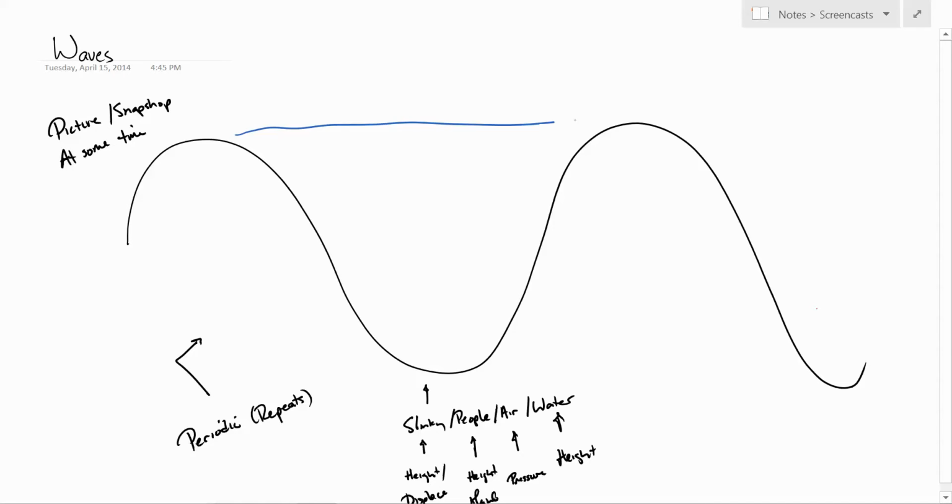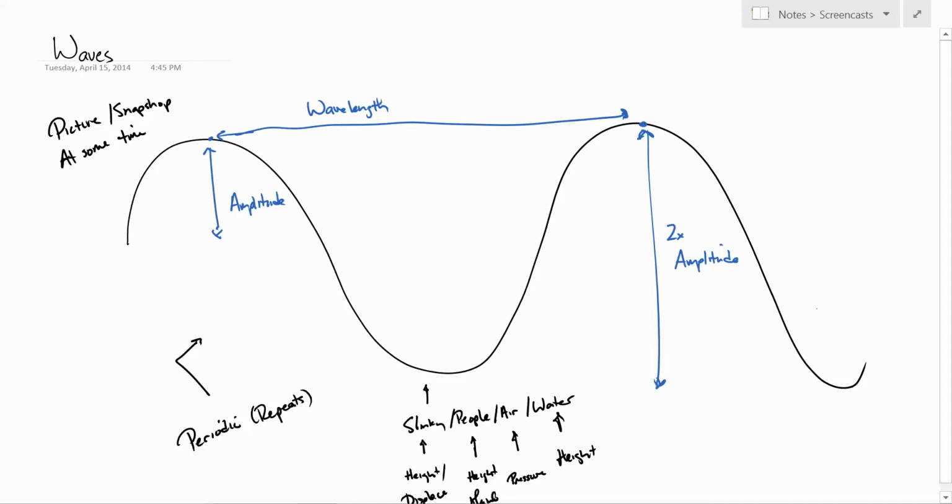So this, from peak to peak, is what we would call the wavelength. It is coincidentally the length of our wave. This, from the middle to the top, is what we would call the amplitude of our wave. So from top to bottom is twice the amplitude.